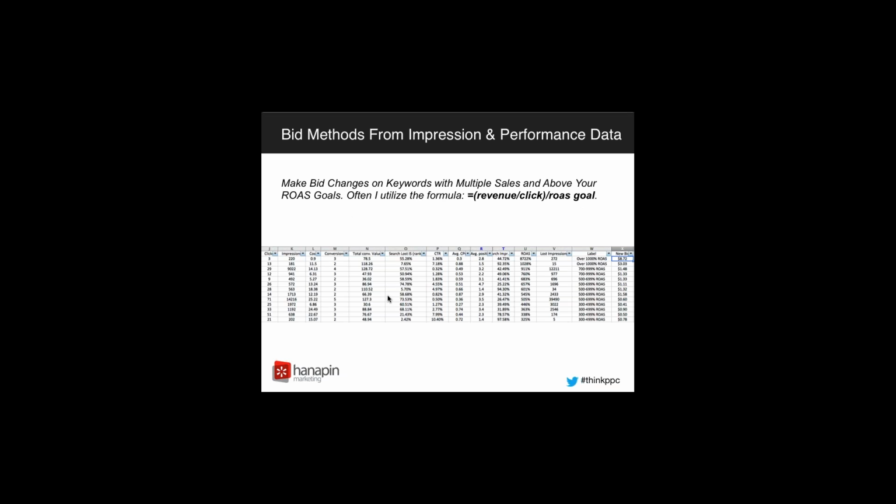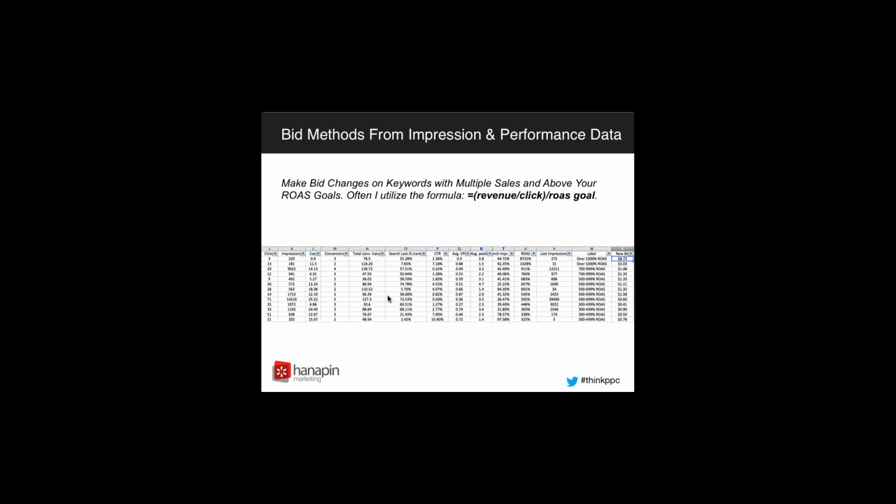One formula that you can simply use within your account, if you want to get really aggressive with things, is your revenue per click divided by your ROAS goal. That simply gives you the max CPC that you could be bidding and still hit your ROAS goal. Now, a lot of people know that Google doesn't always charge you your max CPC. A lot of times the average CPC is well behind the max CPC.